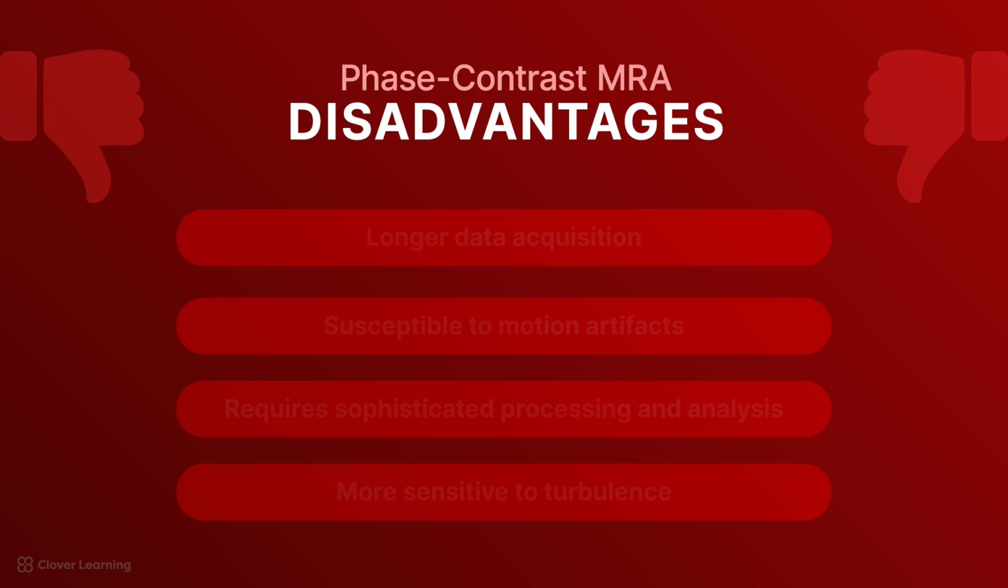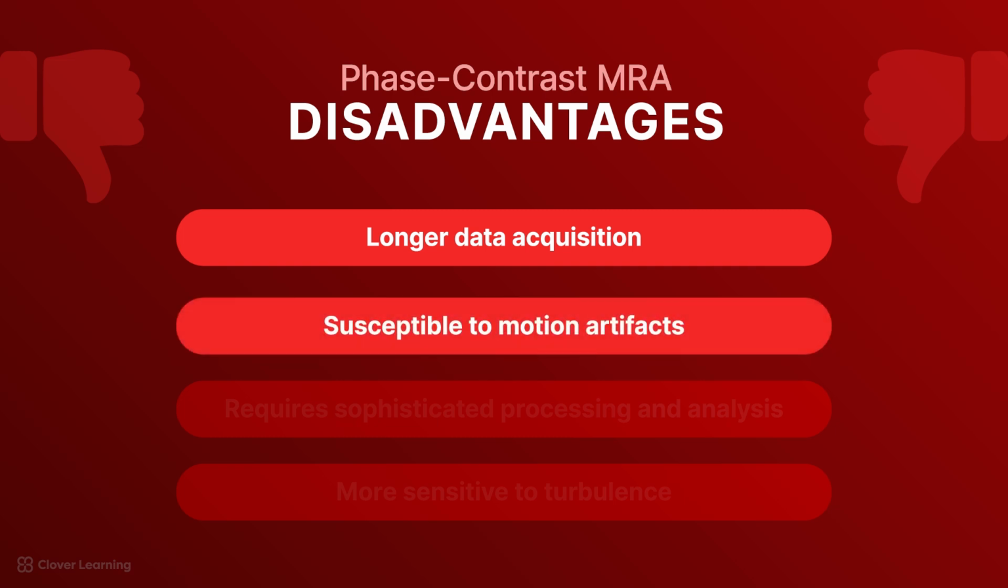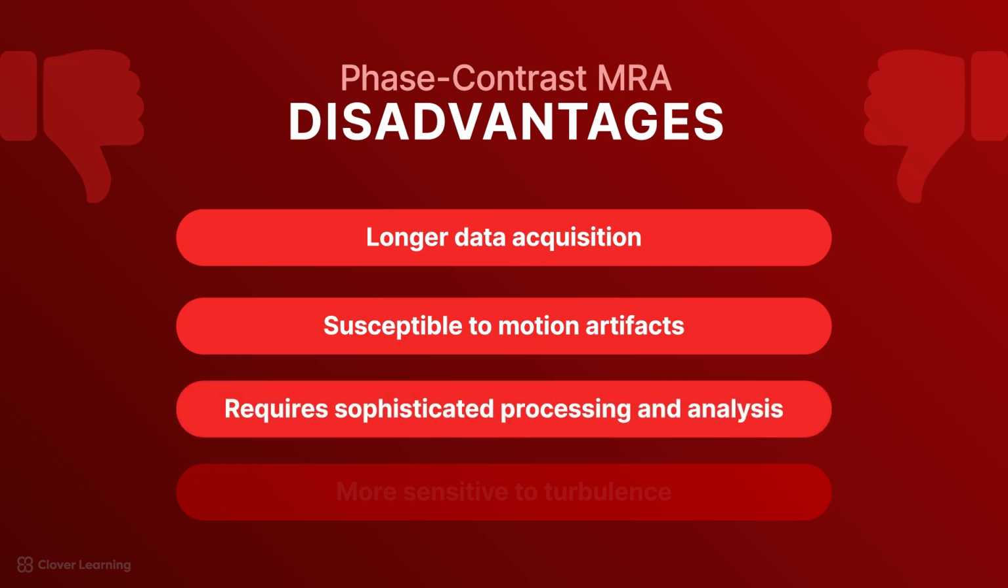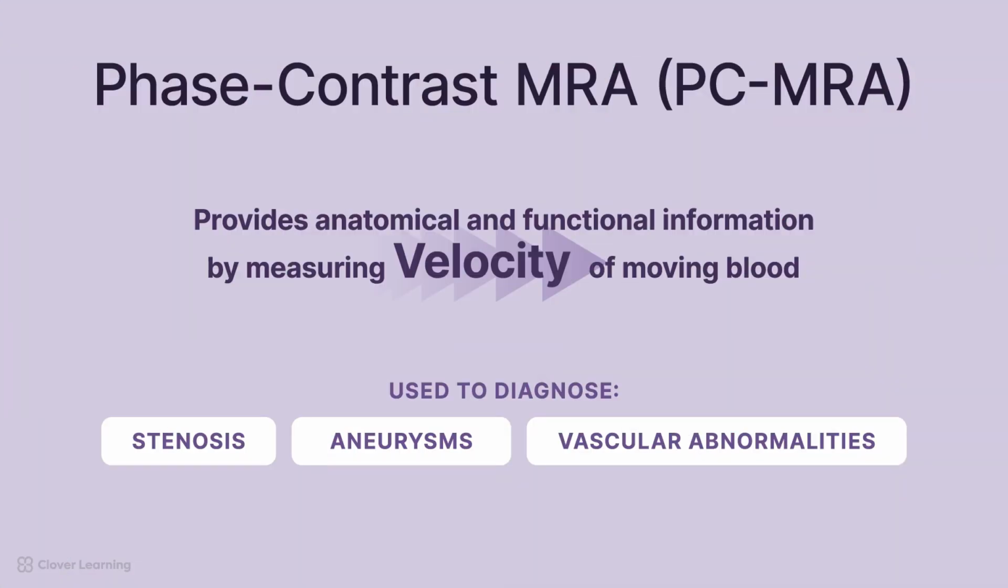However, phase contrast MRA does take longer to acquire data compared to other MRA techniques due to needing to collect information in all directions. The length of the scan time makes phase contrast MRA susceptible to motion artifacts, and it requires sophisticated image processing and analysis. Venc settings are also based on blood flow, which can vary from patient to patient, making it more sensitive to turbulence. In summary, phase contrast MRA provides both anatomical and functional information by measuring the velocity of moving blood.